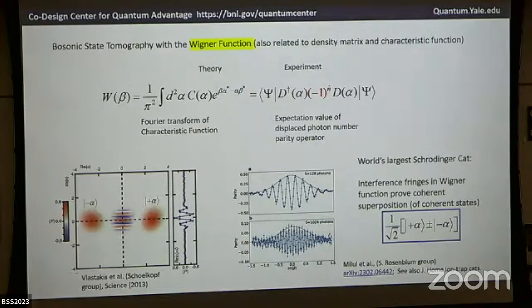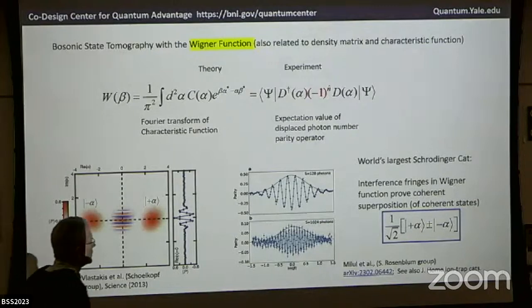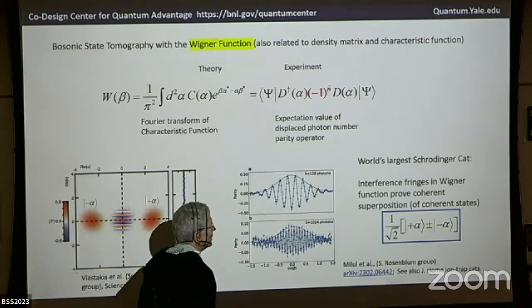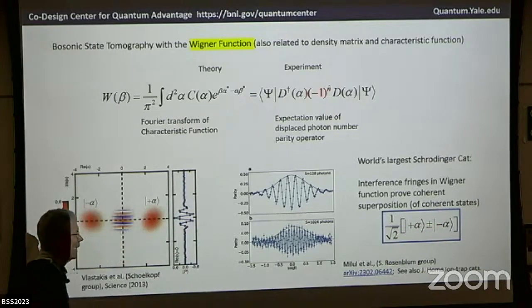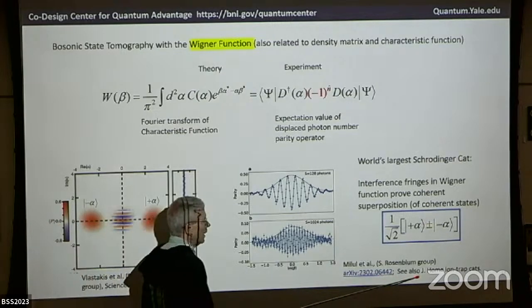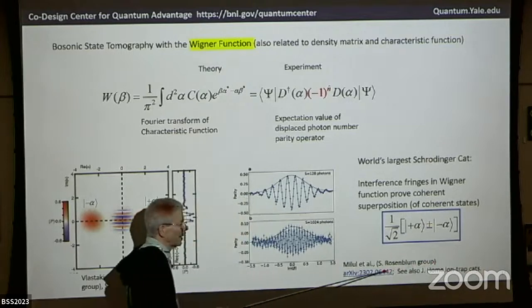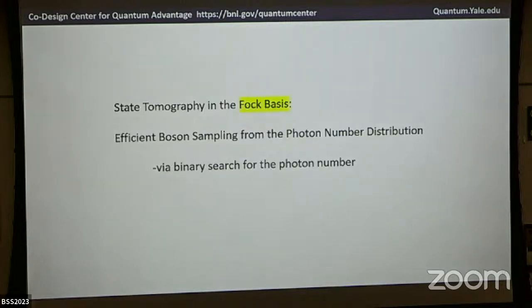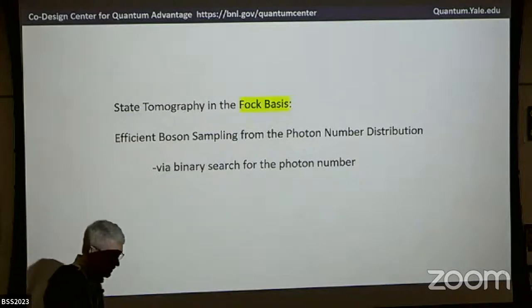Great. So these are the even and odd versions of the cat states, and they're made of even or odd photon numbers. And then our friend and competitor, Jonathan Home, in the ion trap world, also makes large cats and also does GKP experiments. So we're in friendly competition with him.